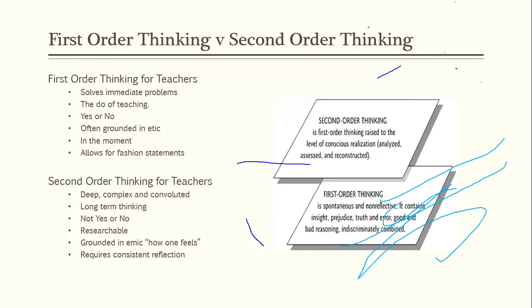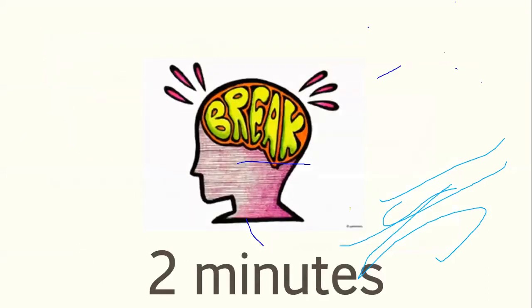Second order thinking is researchable. It allows us to continue to innovate. Whereas first order questions can be researched, but they're not really researchable questions. Again, second order is grounded in EDEK, how one feels, and it requires consistent reflection. All right, that was a lot. I gave a lot of information. Let's go ahead and take a 2-minute brain break because I think I need it for myself. After that, I will open the floor to questions, and then we'll move on to the next set of information. So take a 2-minute break.